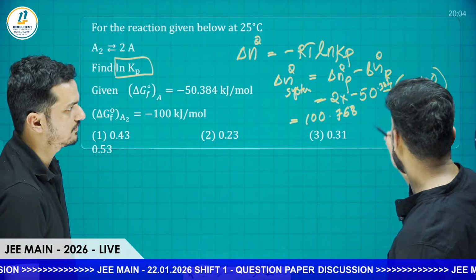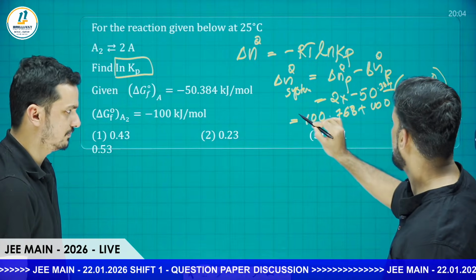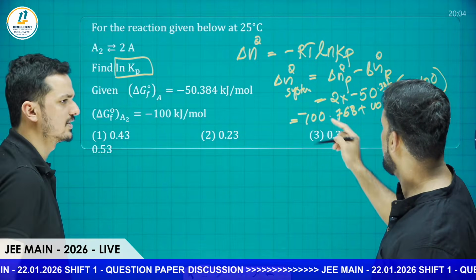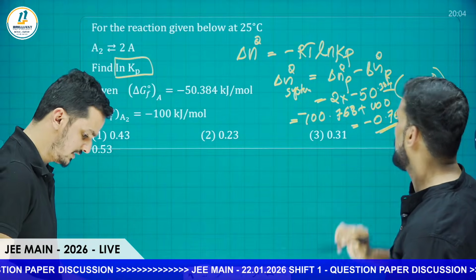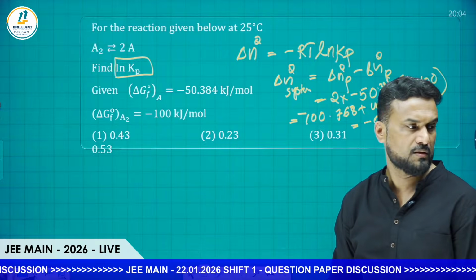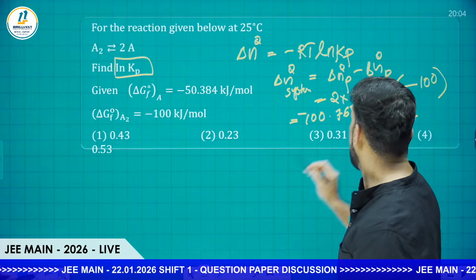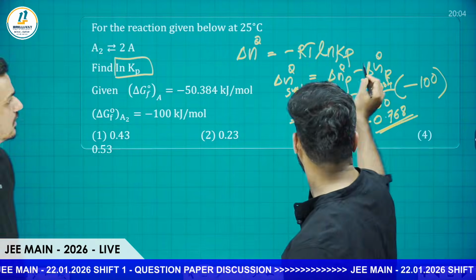768. Plus 100 will come. Okay, this is minus. So that means 0.768, so it's equal to minus 0.768 will come. Correct? Yes, minus 0.768. People are sending the answer. So with minus 0.768 we have to find out log KP.